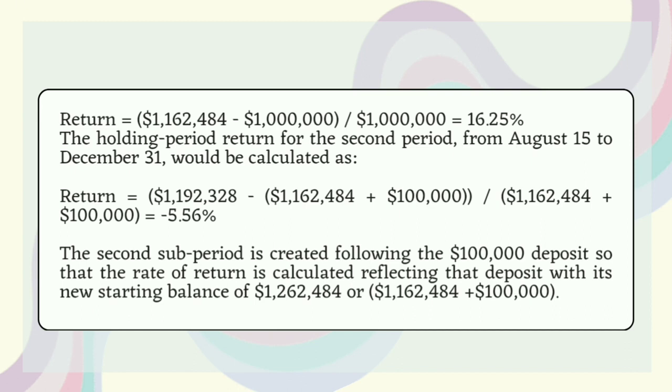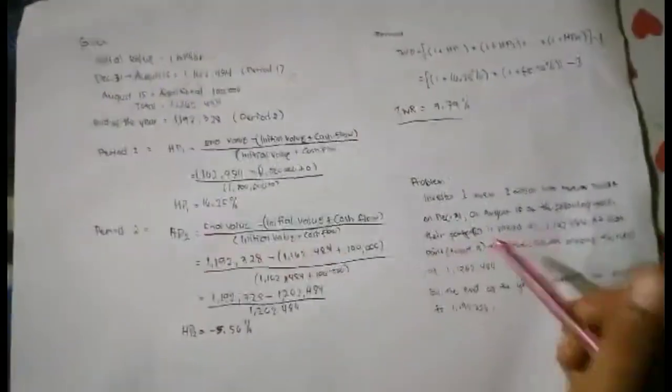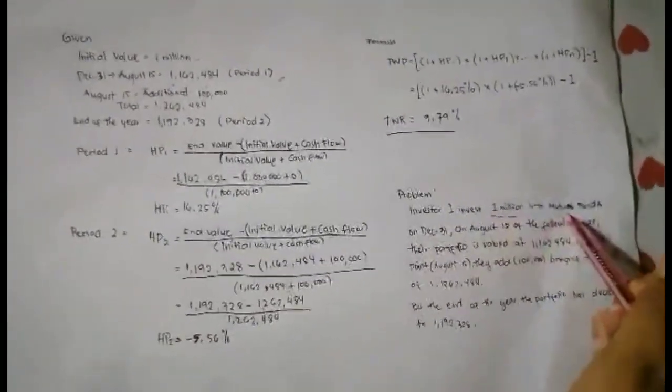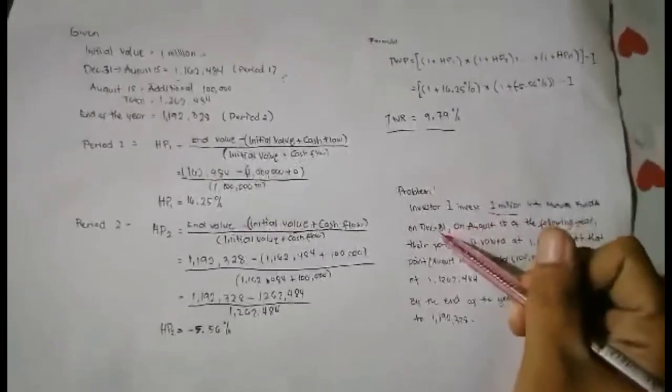So the second sub-period is created following the $100,000 deposit so that the rate of return is calculated reflecting the deposit, with its new starting balance of $1,262,484. Again, Investor 1 invests $1 million in a mutual fund A on December 31.